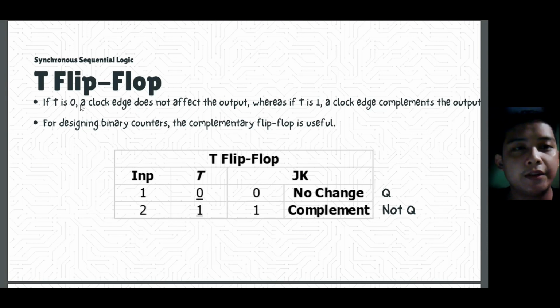If T is equal to 0, a clock edge does not affect the output, whereas if T is 1, a clock edge complements the output. If T is equal to 0, no change or unchanged. And if T is equal to 1, then it complements the output. For designing binary counters, the complementary flip-flop is useful.